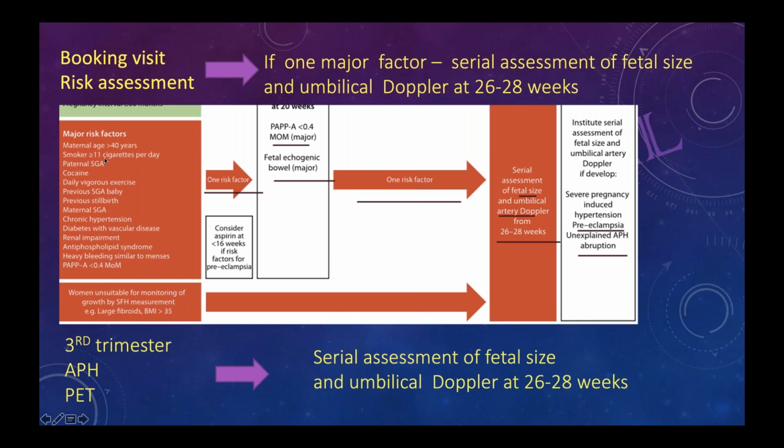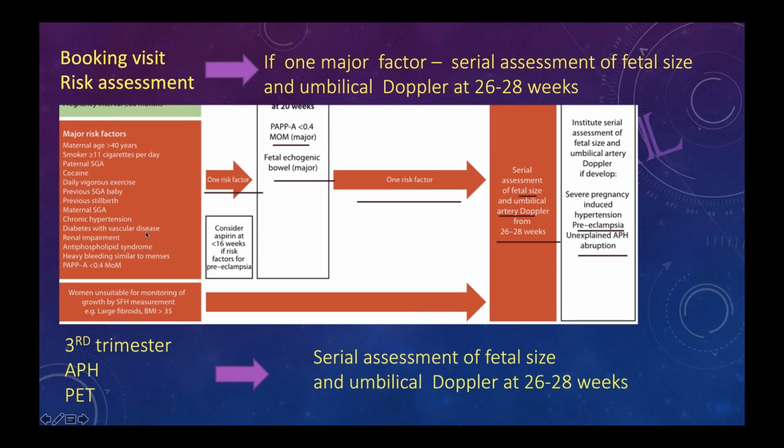Then smoking more than or equal to 11. In minor it was 1 to 10 cigarettes. Then paternal SGA, maternal SGA, daily vigorous exercise, cocaine, previous SGA or stillbirth baby, this part. Then chronic hypertension, you will remember. So please remember, it is not preeclampsia, it is chronic hypertension. Here the people make mistakes.